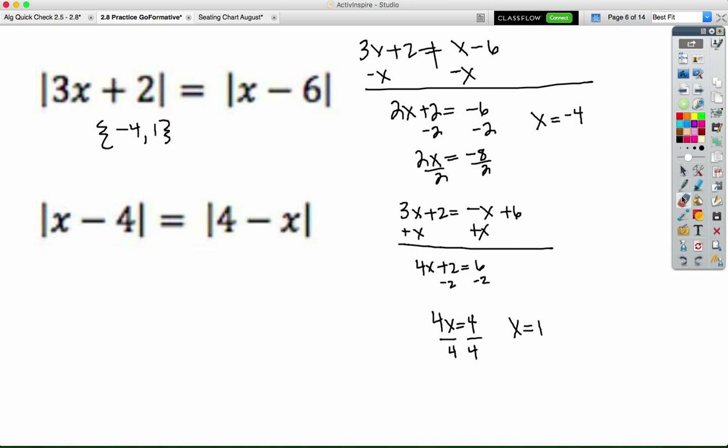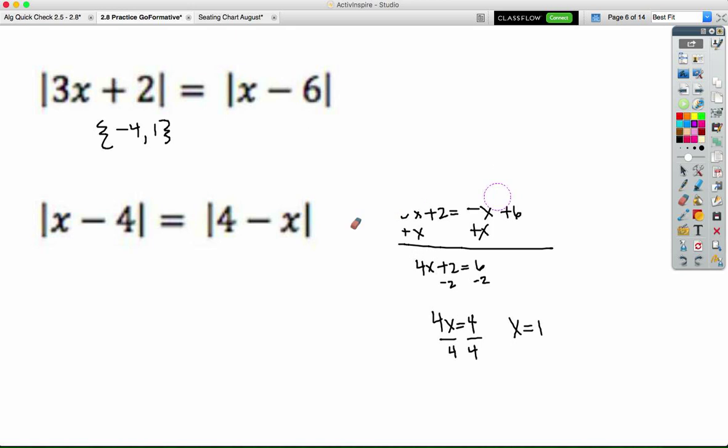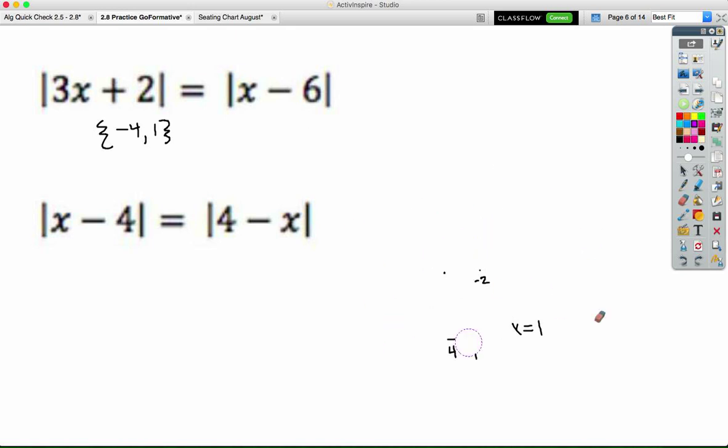Now for the second one, we've got to do the same thing. We're going to set it to the positive version of what's on the right and then set it to the negative version of what's on the right.